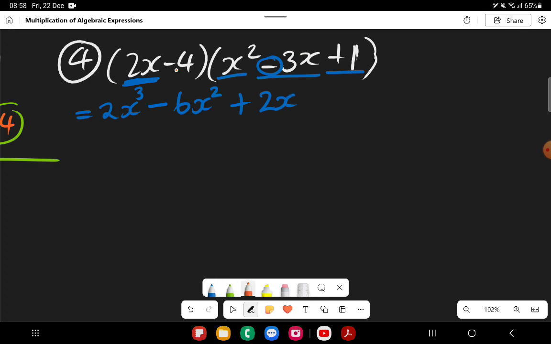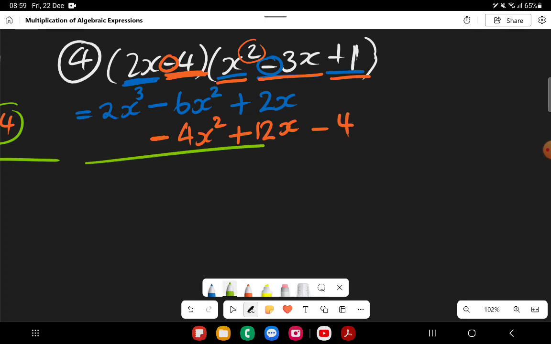Now we're going to do negative 4x, don't forget the minus, times that. Plus and minus is minus. So this is going to be squared, so I'm saying minus 4x squared. Negative 4x times negative 3x. Negative 4 times negative 3x, minus and minus is plus. 4 times 3 is 12, x by itself, and then negative 4.